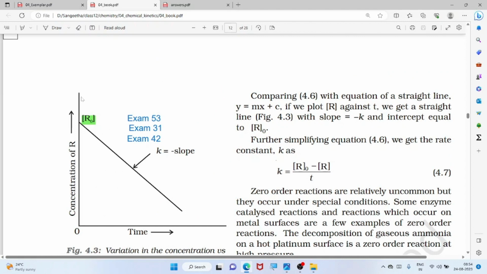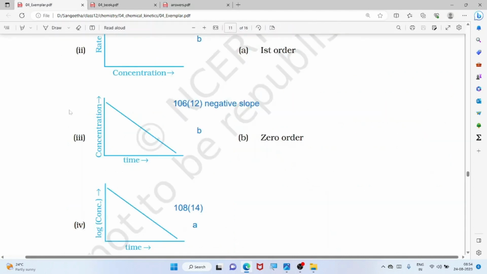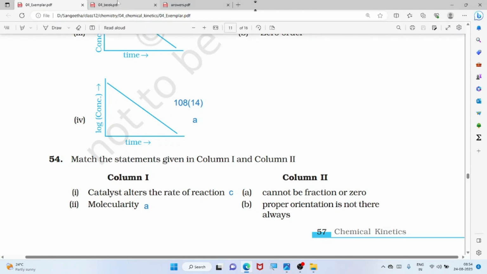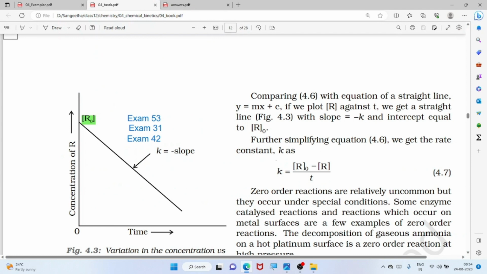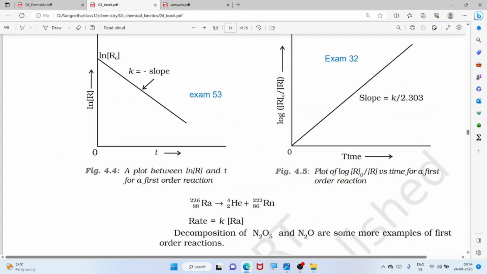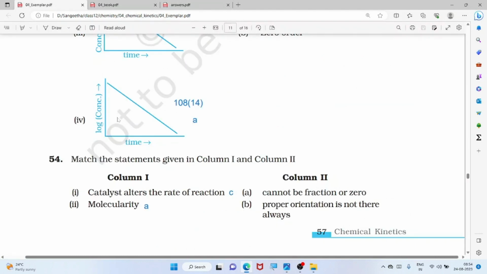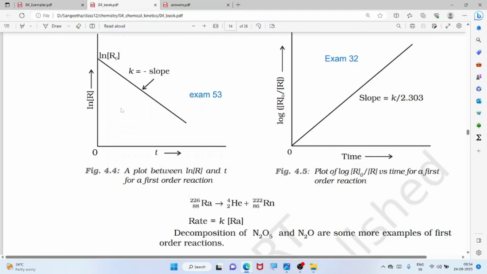Time versus concentration of the reactant. Time versus the log of concentration, this is for the first order. Okay, this one, this one, this.